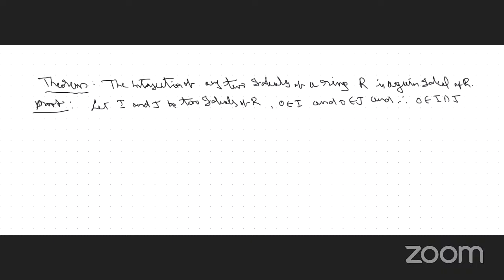So that I intersection J is a non-empty subset of R. Let A, B belong to I intersection J.